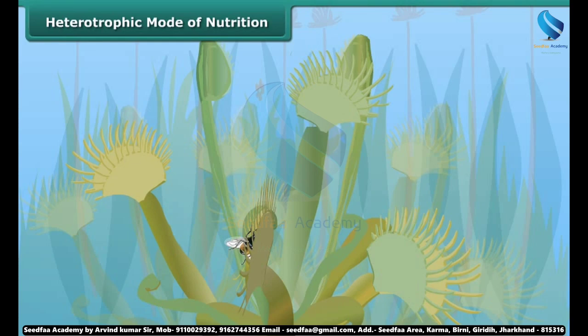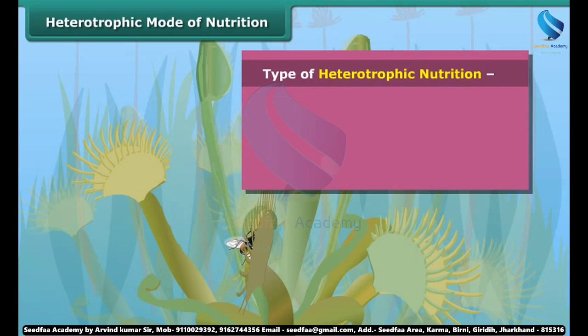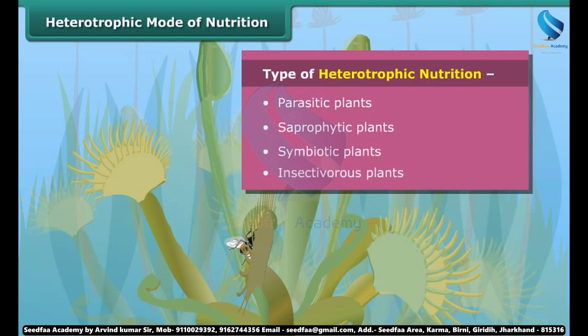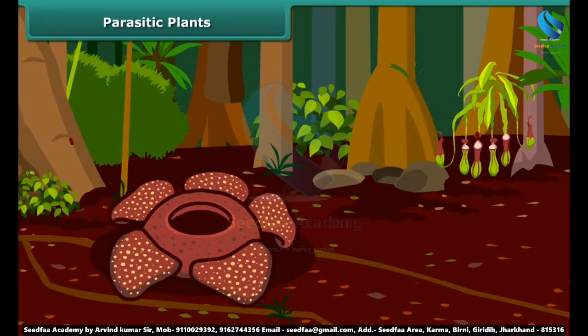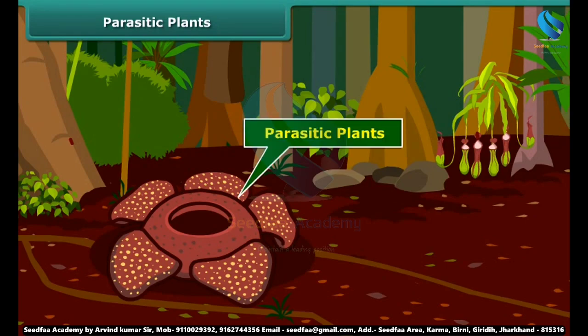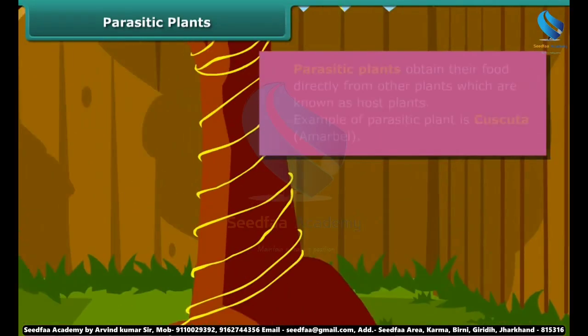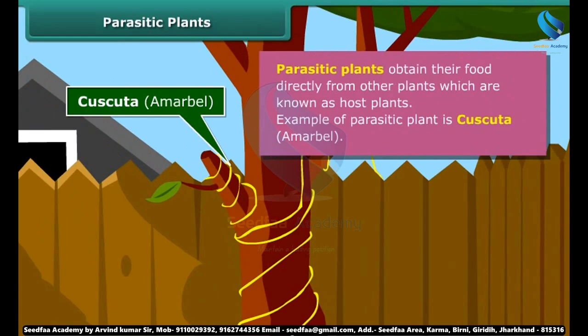The plants which obtain their food directly from other plants are known as parasitic plants, and those plants from which they obtain food are known as host. You might have seen Kaskata, Amarbale nearby you, which is an example of a parasitic plant. It coils around the stem and branches as a yellow, tubular structure. You'll be surprised to know that it does not contain chlorophyll, so it takes ready-made food from the plant on which it is climbing. The plant on which it climbs is called a host.